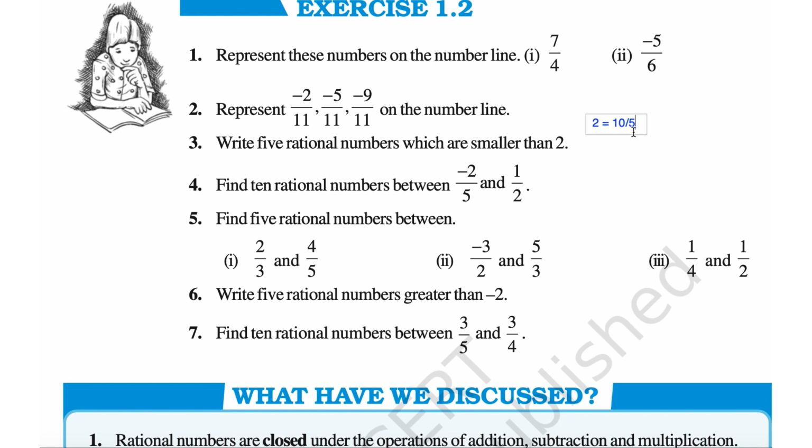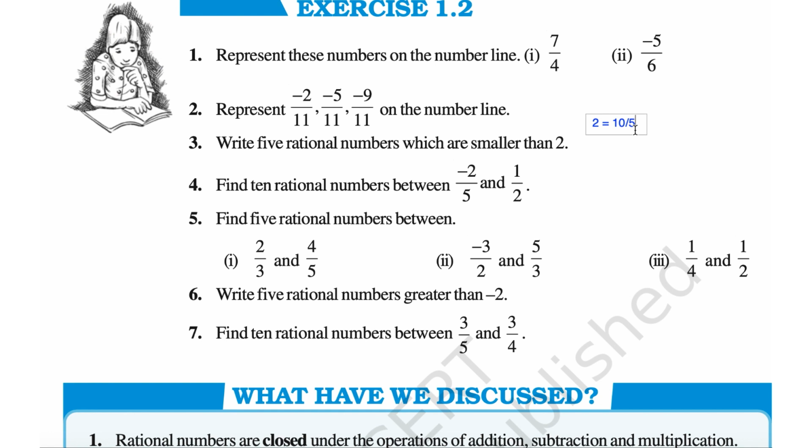Yes. Okay, can't you write 2 as 10 by 5? Yes, you can write it, obviously. So you can find 9 rational numbers in this way. But how many do you need? You need only 5. So take any 5. Okay, that is one way of doing it.